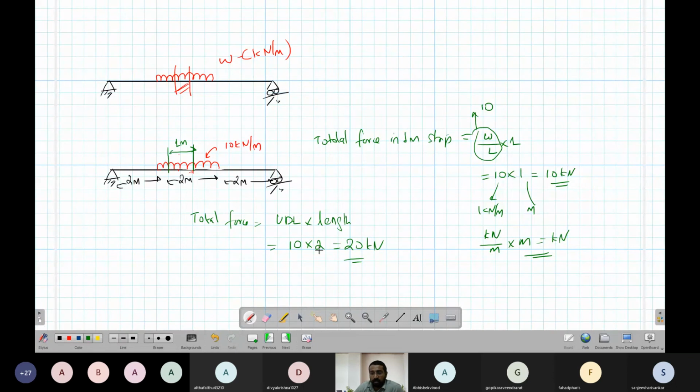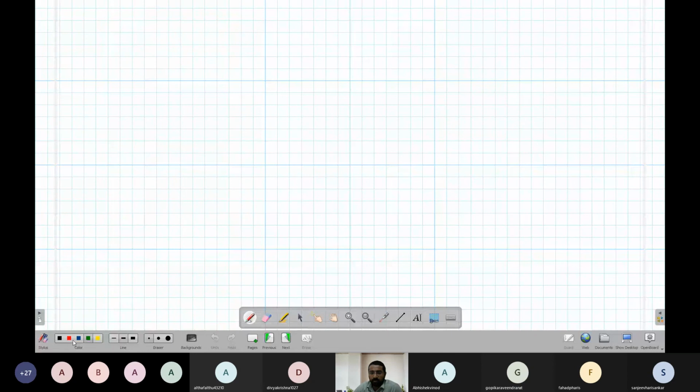Okay, so total weight, total force due to a UDL, is the value of the UDL times the total length of the UDL. Okay, so we have to continue UDL further, we can do it tomorrow. So I hope the concept of UDL is clear.